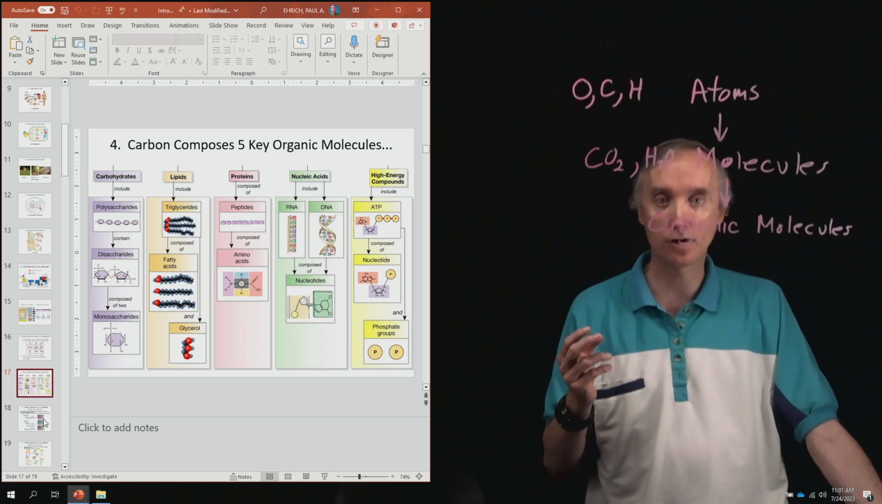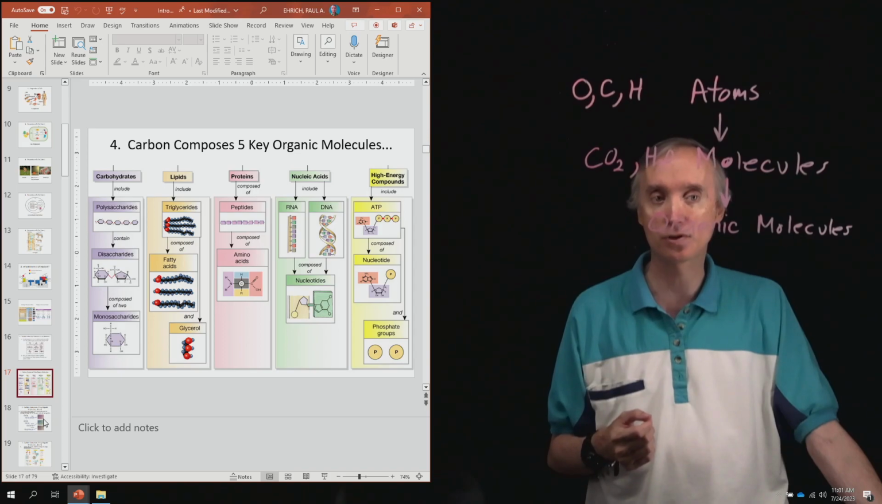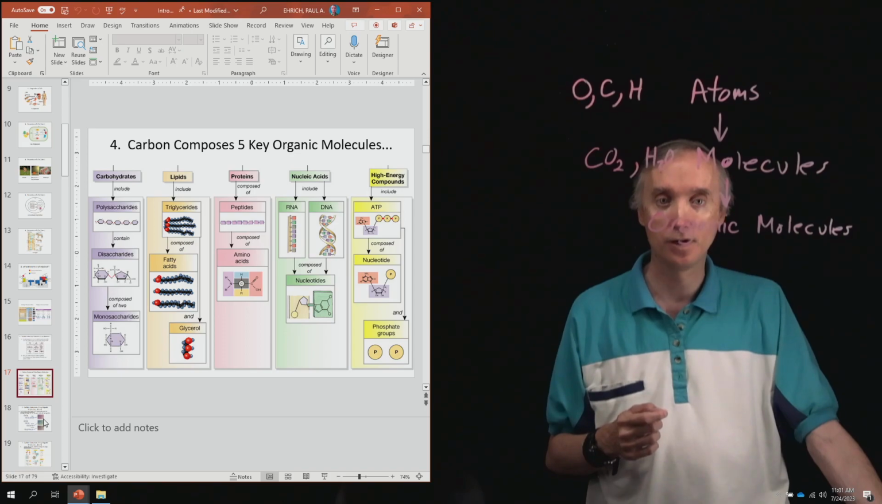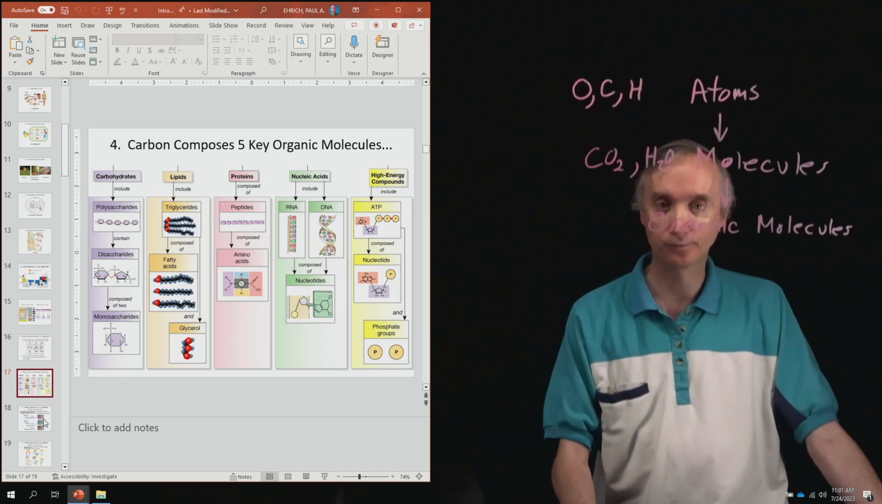So you're going to have carbohydrates, which are sugars. Then you're going to have lipids, which are fats. Then you have proteins. Then you have nucleic acids. And then you have ATP. So let's look at each of these in a little bit more detail.